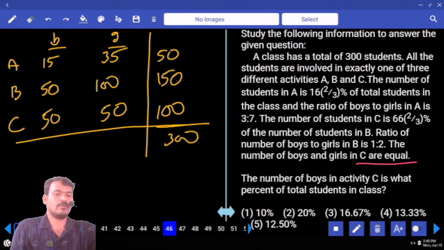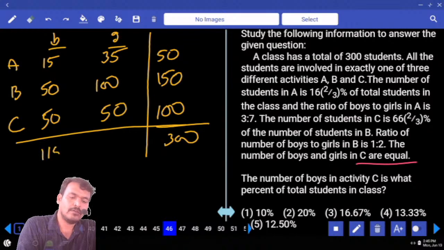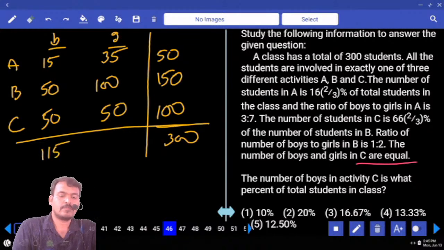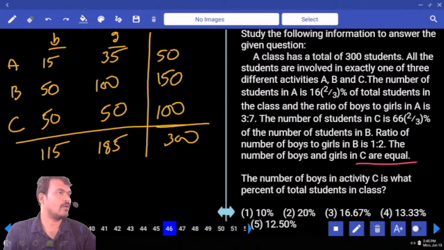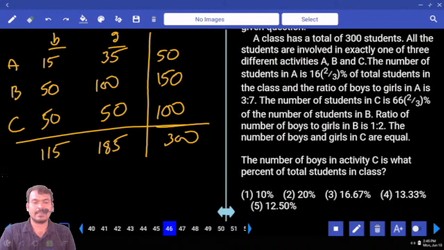First, the total number of boys in the 3 different activities is 115. Total girls are 185. Okay, I think all the data are clear.